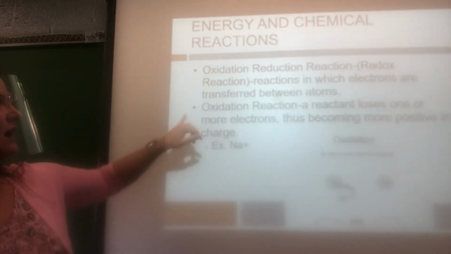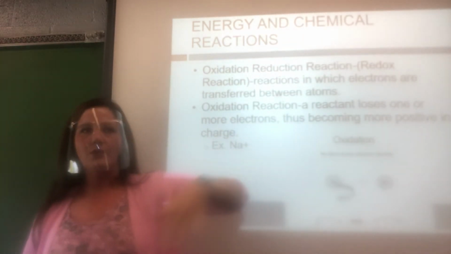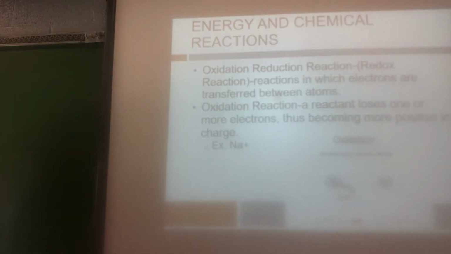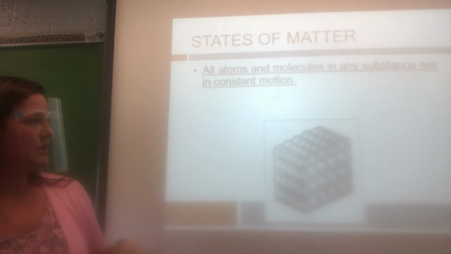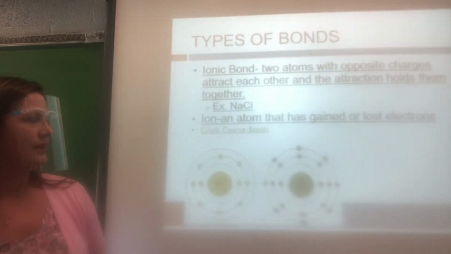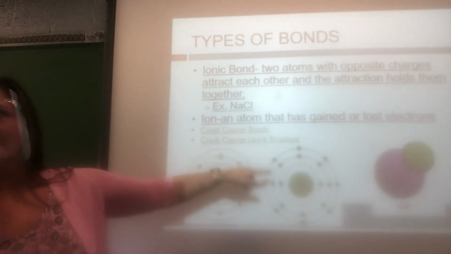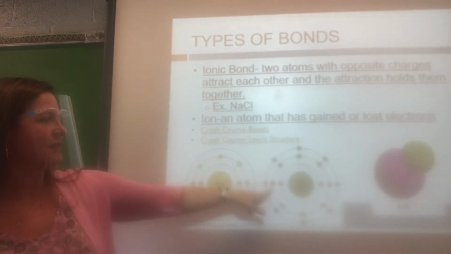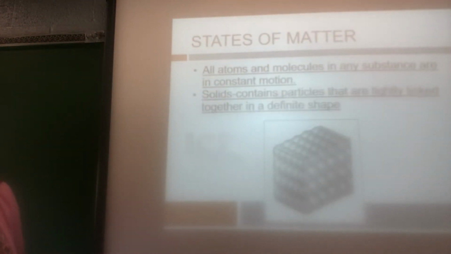In an oxidation reaction, something is going to lose one or more electrons, so it loses electrons, and it ends up with a positive charge. So when we looked at this, sodium was oxidized. It lost electrons. It gave one of its electrons to chlorine. And then we would say that chlorine is reduced.